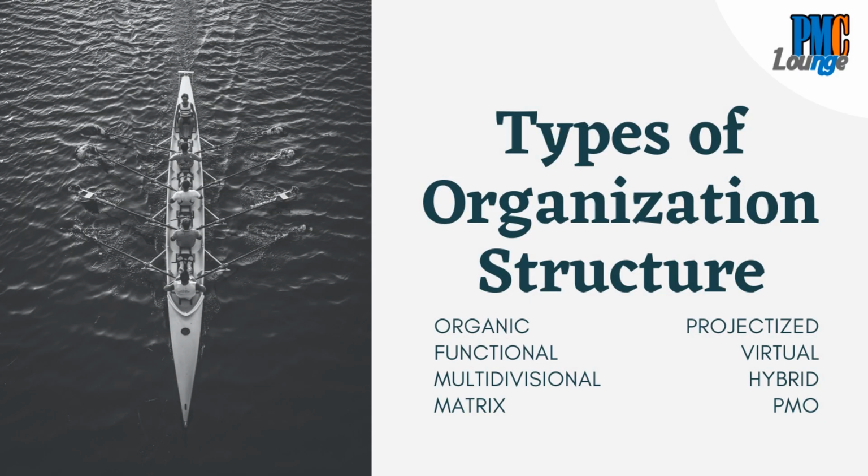Today we are discussing the different types of organization structure. Organization structure basically tells you how a company or an organization is set up, who reports to whom. You as a project manager, what kind of power and authority are you going to have? So there are 8 different types that we are going to study today, and as a project manager, you should know all of them, especially if you are preparing for the PMP exam.